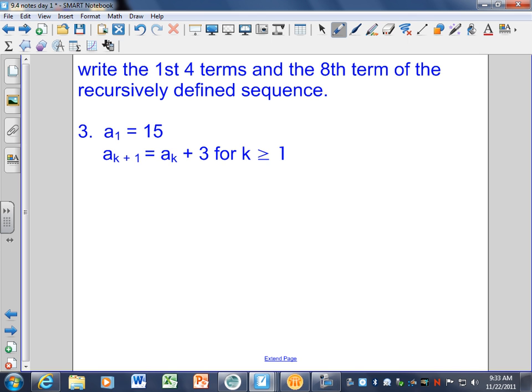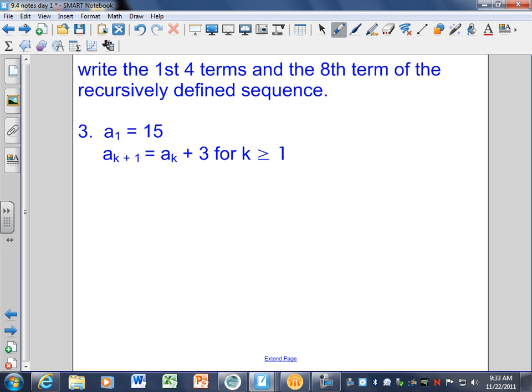Like, you have to know that in this problem, we're starting with 15, and then for every term after that, you're going to take a sub k plus 3. And they're saying when k is greater than or equal to 1. So sometimes they start with a sub 0, sometimes they start with a sub 1. Like, it just depends on the problem. It's just a different formula. And so it's not a big deal.